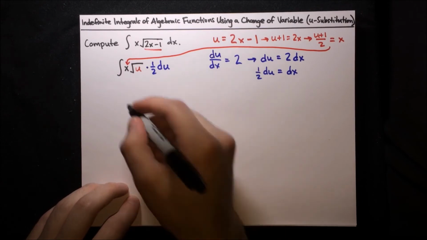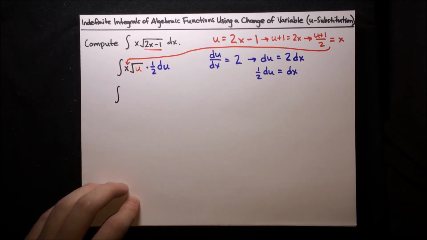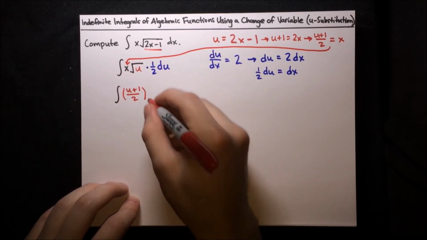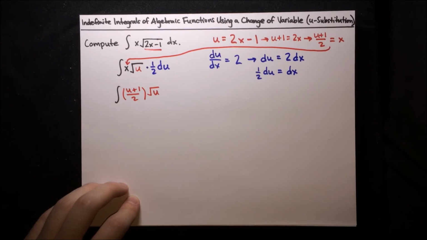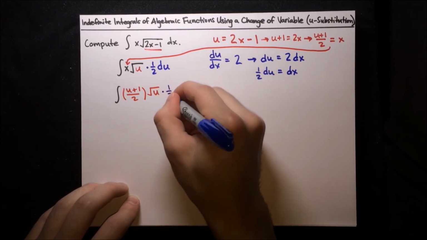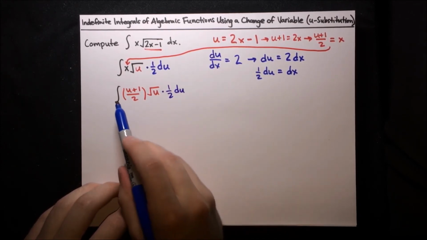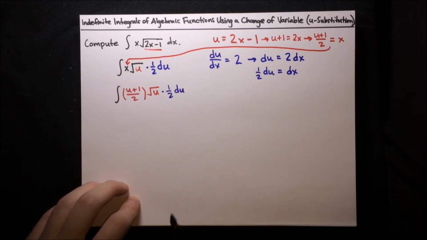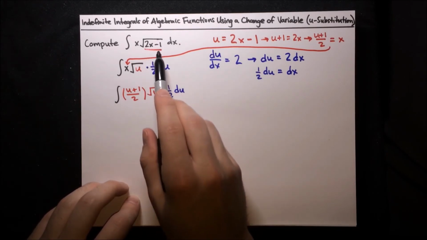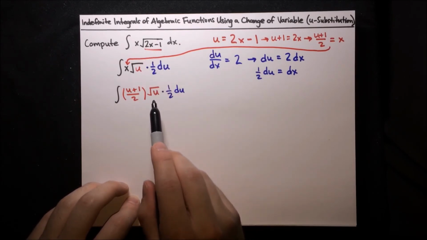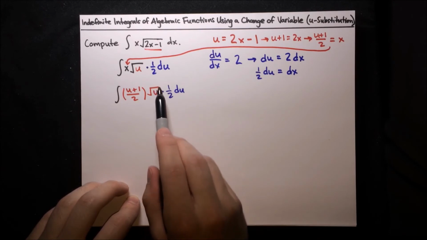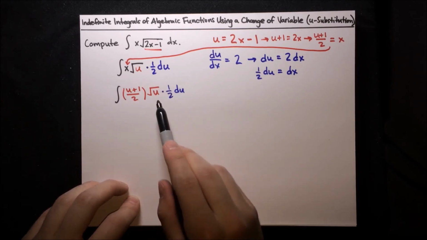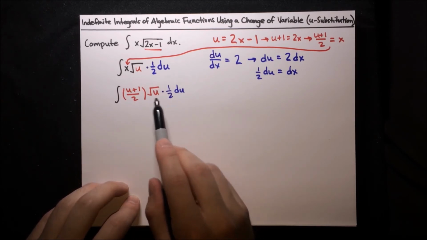So this will just be the integral of (u plus 1)/2 times the square root of u, then times a half du. And this is great because now our integral is all in terms of u. There's no x's in there anymore. Moreover, we no longer have a complicated expression inside of a square root. It's just u now, and that can be written as just u to the power of a half, which means we should be able to simplify this to just some powers of u, which are easy to integrate. So let's go ahead and simplify this integral now.